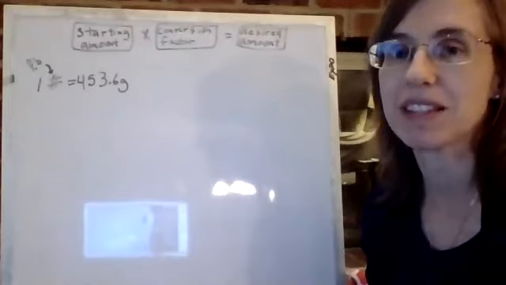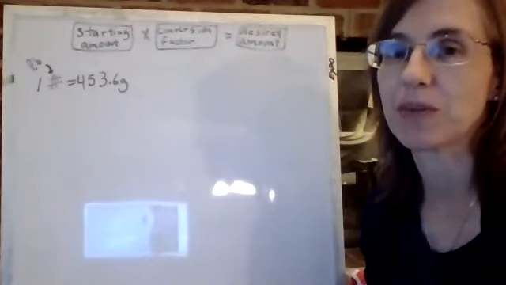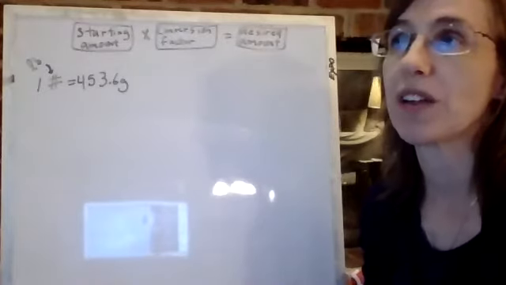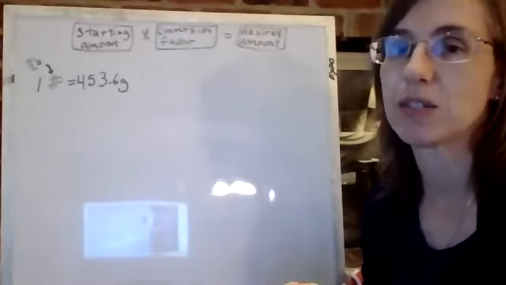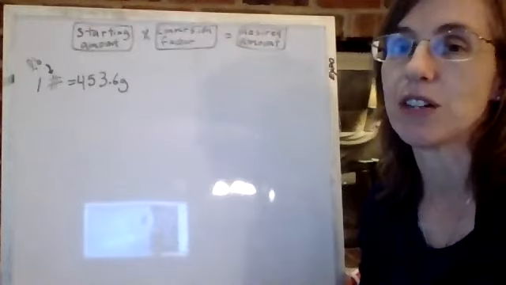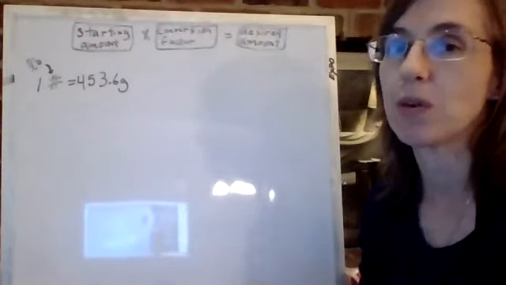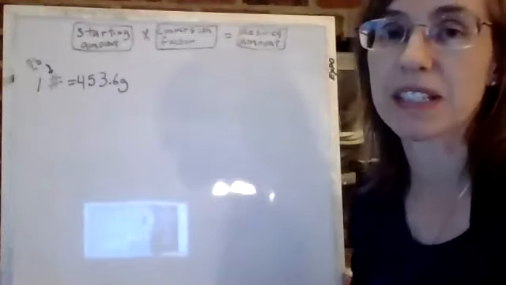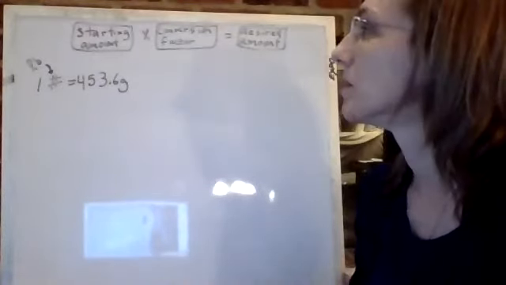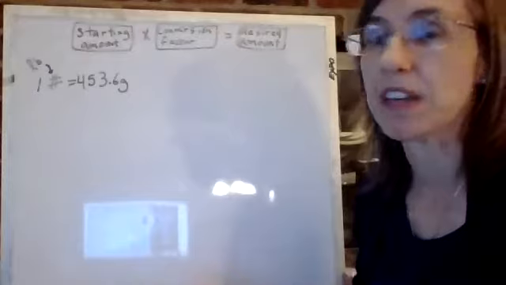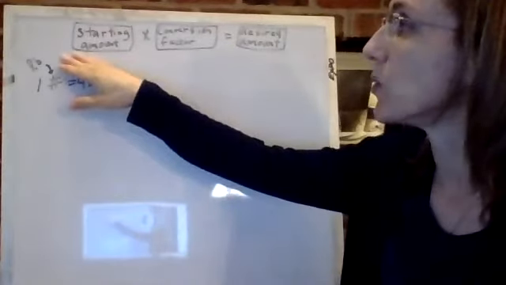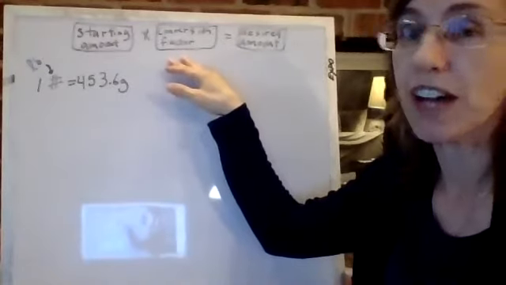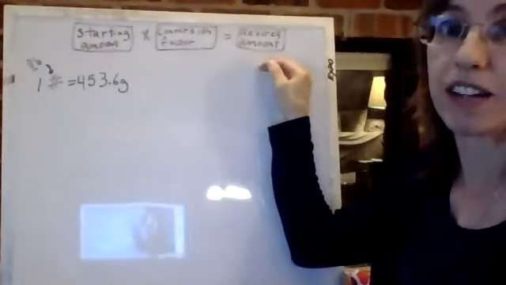eventually some of the other methods usually break down when you're trying to do conversion after conversion after conversion, while the factor label method is quick and easy, and if you get the units lined up right, will always give you the right answer. So the factor label method basically uses this type of a thing. Okay, we use starting amount, we multiply it by some type of conversion factor, and we get our desired amount.